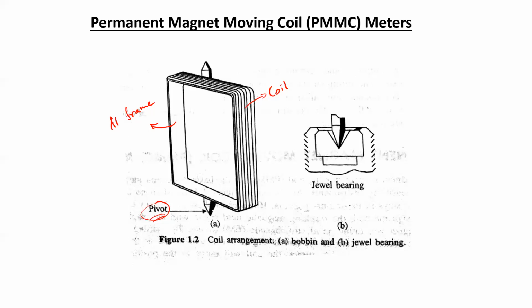Now, in order to make sure that the movement is as smooth as possible, or encounters as little friction as possible, some sort of bearing arrangement should be there, and oftentimes a bearing arrangement called a jewel bearing is used, where the tip of the pivot is inserted into the bearing arrangement so that the movement becomes as frictionless as possible.